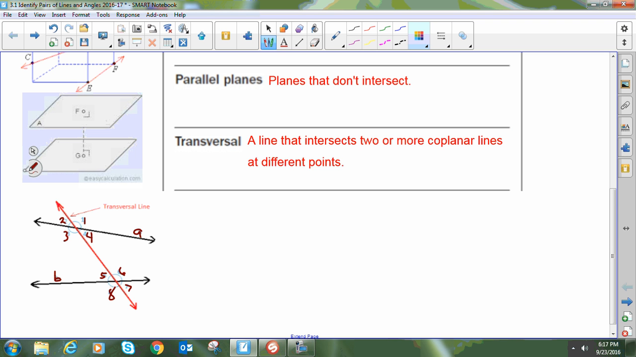Now, this new line that we're talking about is creating these angles, and these angles have names, and that's what we're going to see. We're going to talk about those in more detail later on. But a transversal line is just anything that crosses more than one line.